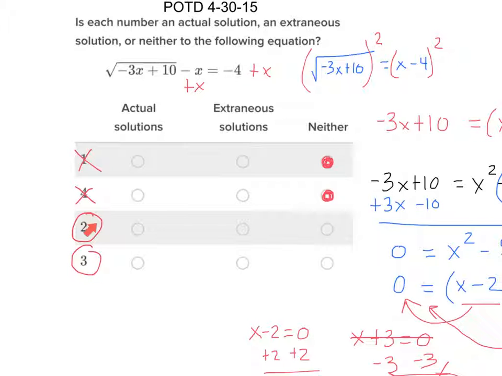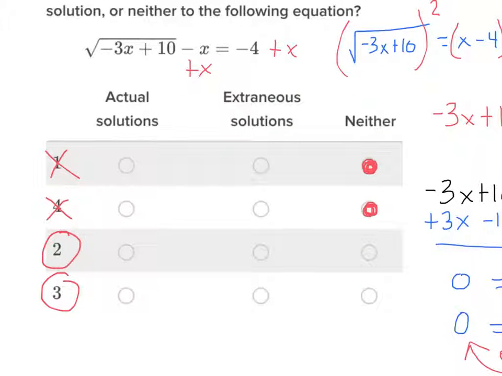Negative 4. So let's put 2 in. Let's just do it in our head. So if I were to put 2 in right here, 2 times negative 3 is what? Negative 6. And negative 6 plus 10 is 4. What's the square root of 4? 2. Now what did we put in for x to start with? 2. So what's 2 minus 2? 0. So does 0 equal negative 4? No. So what is 2? Extraneous.